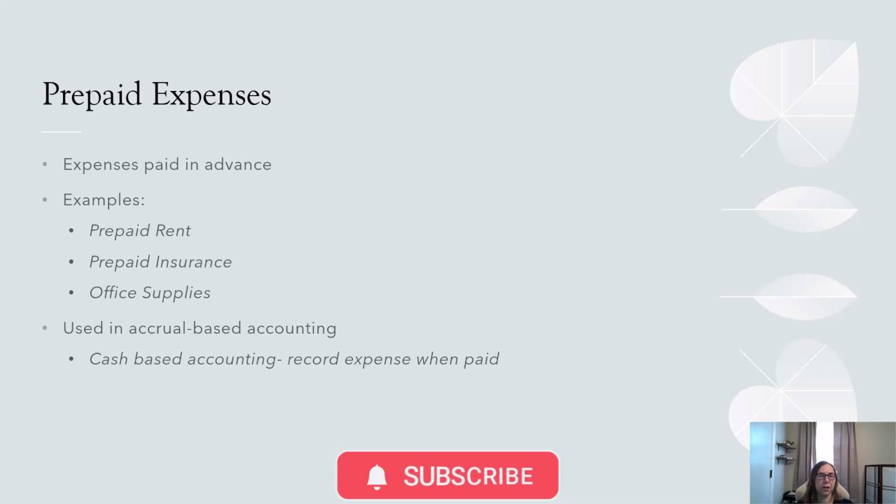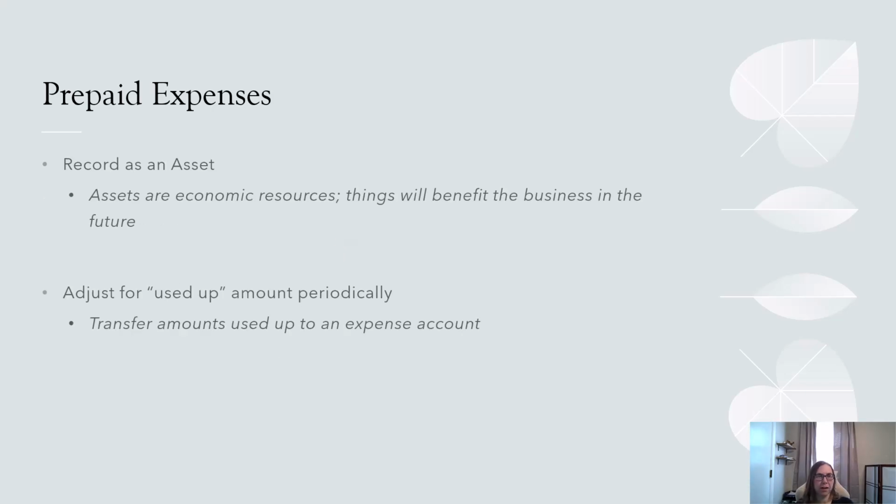If you are using cash basis accounting, then instead of going through this process, you would be more likely to simply record these things as expenses when paid. But if you're using accrual-based accounting, then you will want to at least be aware of this process. And keep in mind that you would be more likely to do this process if you're paying for several months of rent or insurance in advance. But if you're just paying it at the beginning of the month or monthly, then you would probably just record it as an expense.